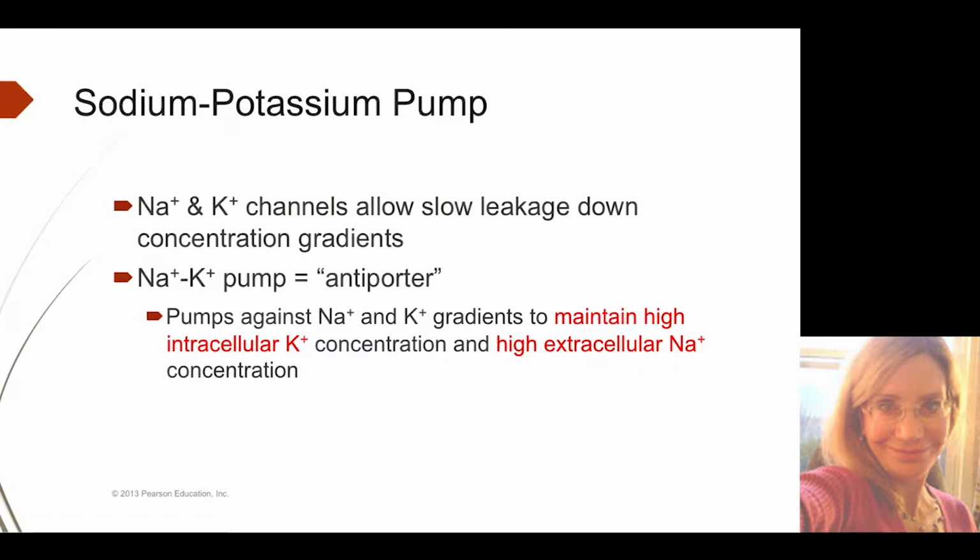And potassium also has a leakage channel, and so it can diffuse down its concentration gradient through the potassium channel. So the sodium-potassium pump is an antiporter. That means it pumps against the sodium and potassium gradients in order to maintain a high intracellular potassium concentration inside the cells, and also a high extracellular sodium concentration right outside the cells.